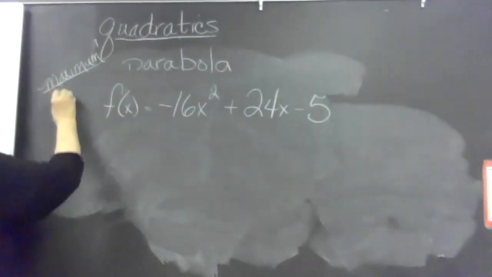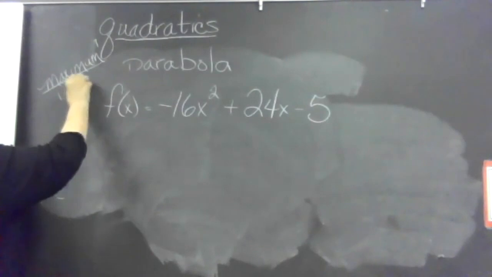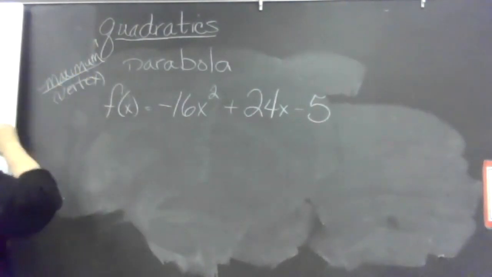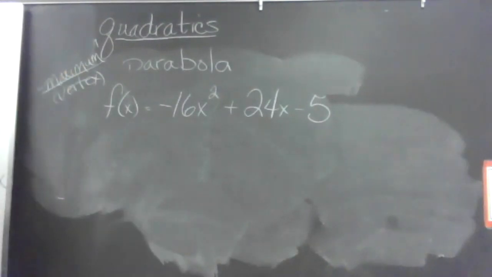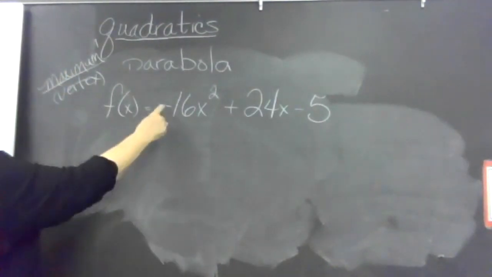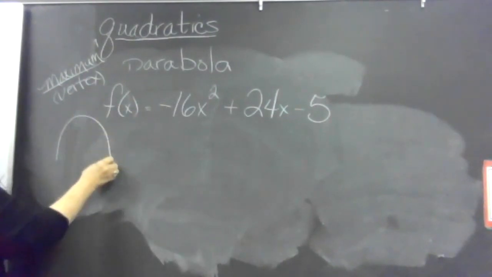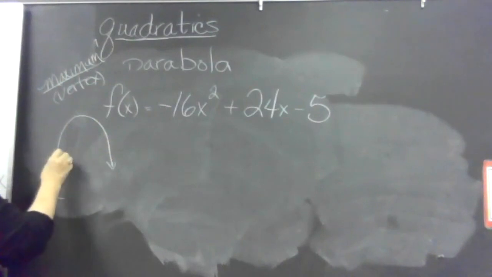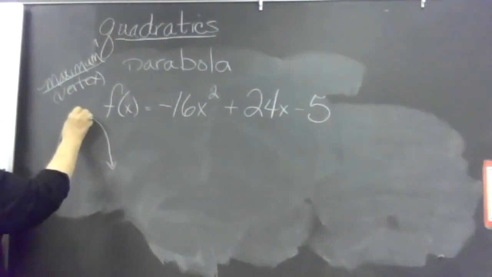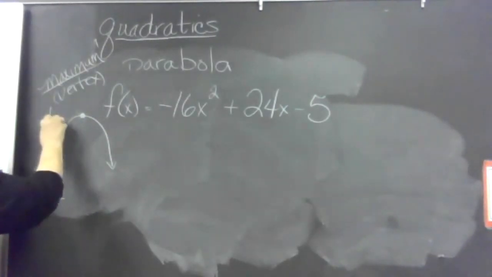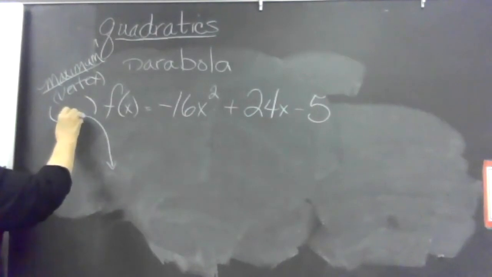But I was going to say it's also the vertex, right? Yes. So when they're talking about maximum and minimum, they're talking about the vertex. Maximum means it's the highest point, right? And because of that negative, we know that the parabola is going to be an upside down parabola. So that makes the vertex the maximum. And the vertex will have an x and a y value.